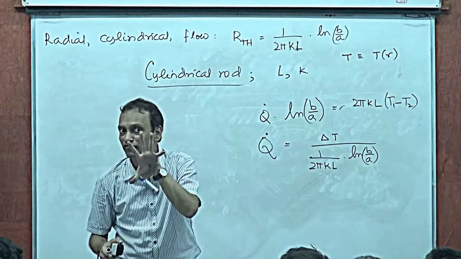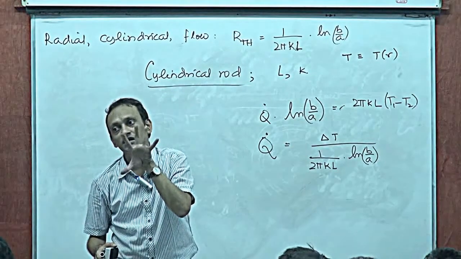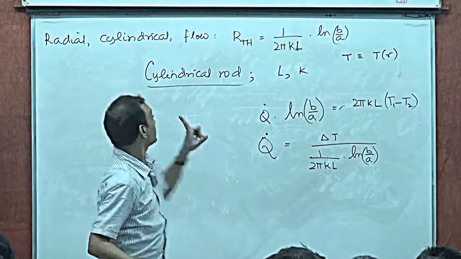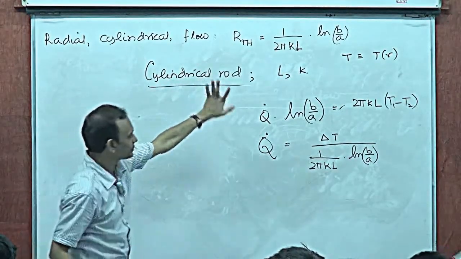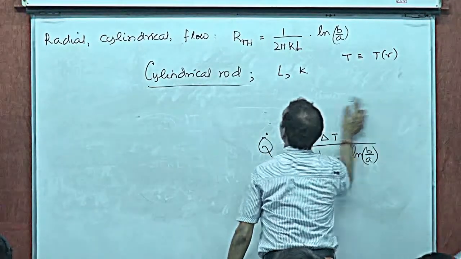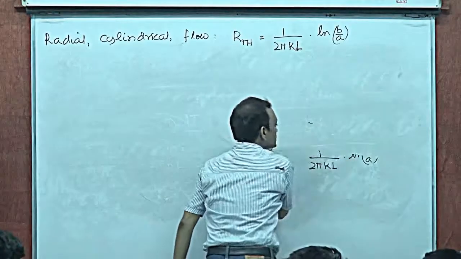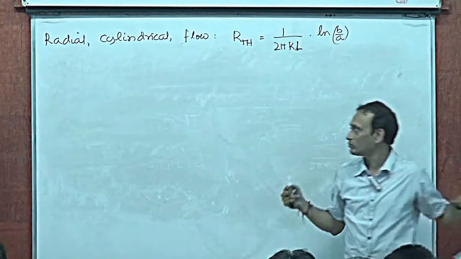But if it's a radial flow, where the area is varying because the heat fronts lie on cylinders of varying cross-sectional area, right? Then it's going to be this 1 by 2 pi KL log B by A. That's going to be the thermal resistance. Now, for a spherical flow, spherical radial flow, again spherical radial flow.